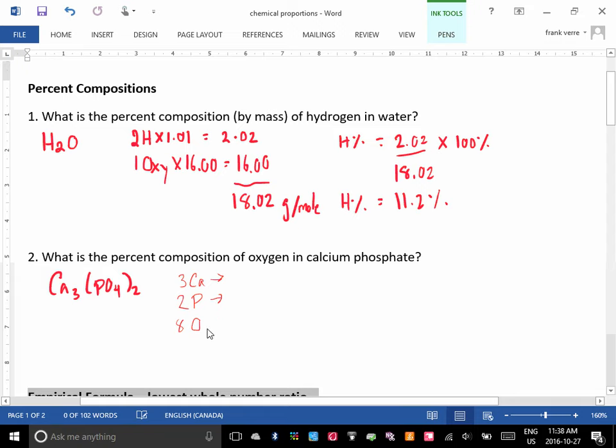Okay, so let's work out each one. So 3 calcium, so that would be 3 times, what's the molar mass of calcium? 40.08. Okay, phosphorus? 30.97. And then 8 oxygen. 16.00. So now we add that all up. This is good review for how to do molar mass, right? So 3 times 40.08 plus 2 times 30.97 plus 8 times 16.00.